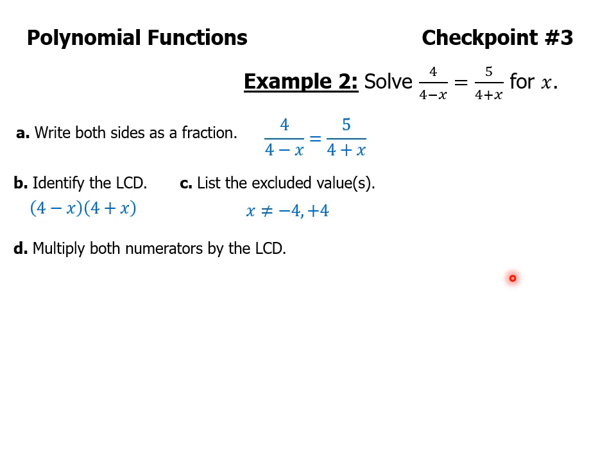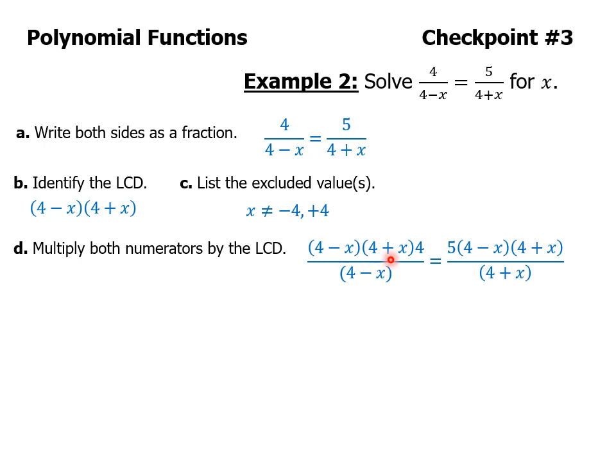Multiply both numerators by the LCD. So on the left, we got 4 minus x times 4 plus x times 4 over 4 minus x. On the right, we got 5 times 4 minus x times 4 plus x times 4 plus x, all over 4 plus x. And then we cancel our common denominators. Notice we got a 4 minus x and a 4 minus x. We got a 4 plus x and a 4 plus x. They're going to cancel.